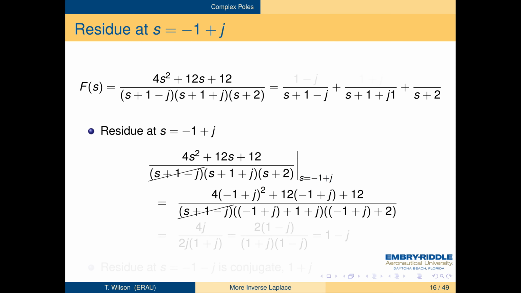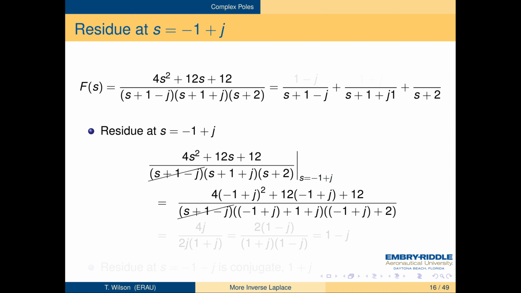In the numerator, minus 1 plus j squared is minus 2j. Make sure you understand that. Minus 1 plus j is the same thing as the square root of 2 times e to the j 3 pi over 4. It's at 135 degrees from the real axis. Squaring root 2 gives us 2. Squaring e to the j 3 pi over 4 gives us e to the j 6 pi over 4, which is e to the j 3 pi over 2, which is minus j.